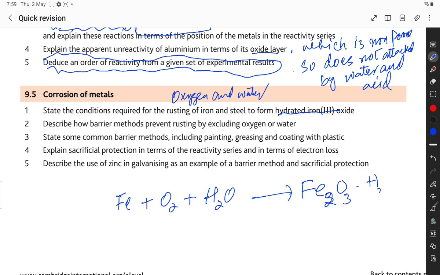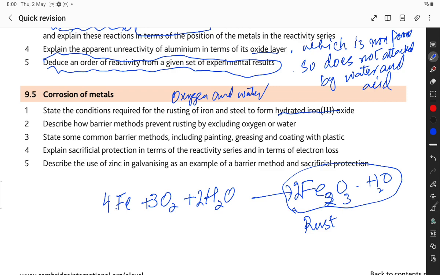Fe2O3.H2O. So, balancing: 4Fe, 3O2 and 2H2O to form 2Fe2O3.H2O. Iron is 4, oxygen is 6 plus 2 which is 8, hydrogen is 4, and on the right side 2 Fe2O3 gives 4 Fe and 6 oxygen, plus 2 water. So this is the reaction. This is rust, the formula of rust: iron(III) oxide, hydrated iron(III) oxide.